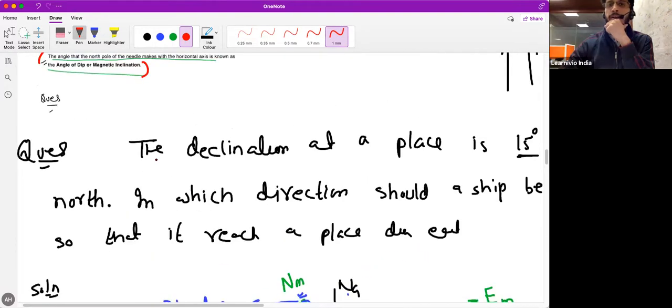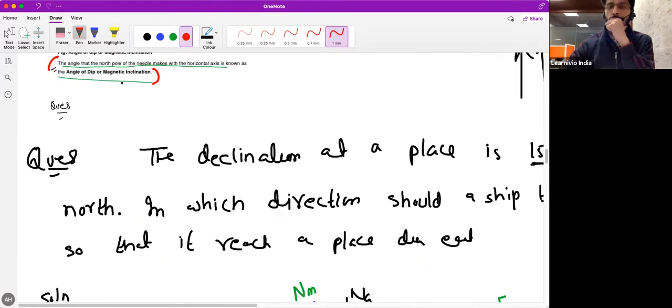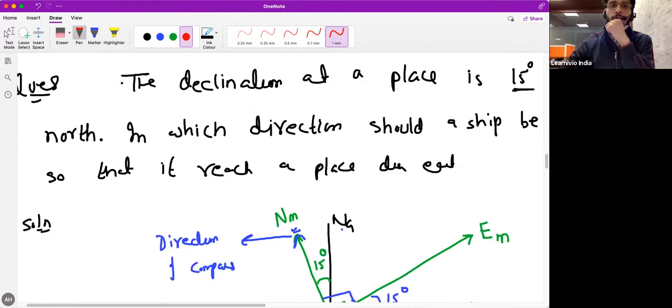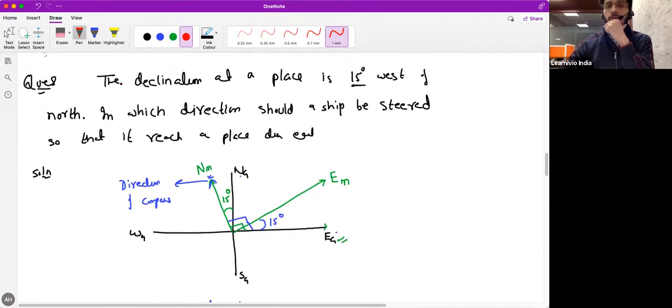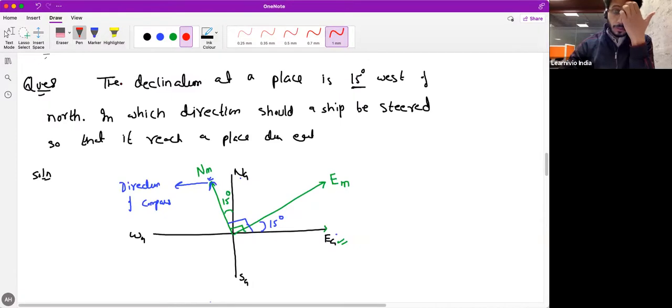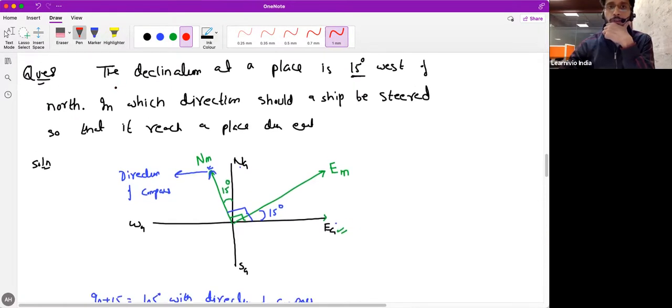Did you write that magnetic inclination definition of it? Yes, sir. Okay. So we'll do two numericals. One is based on declination, another on inclination and horizontal component.